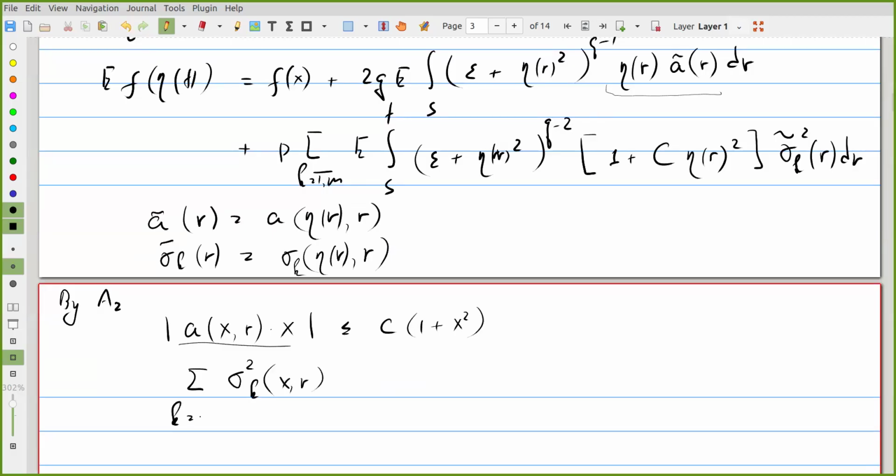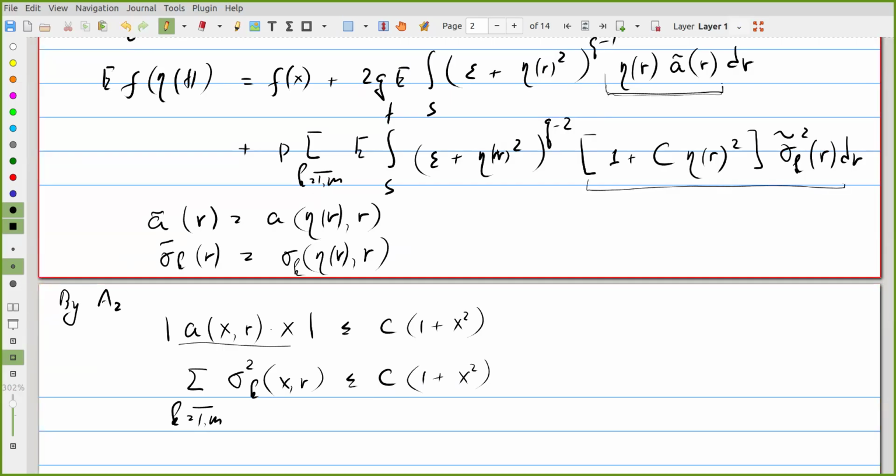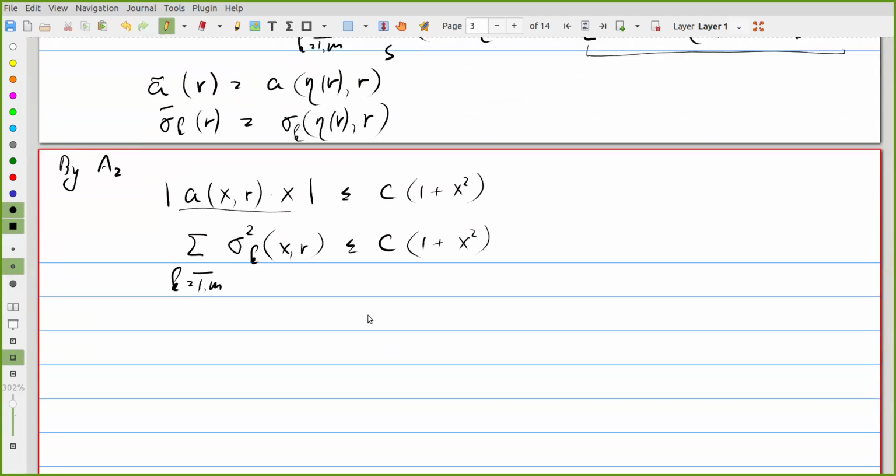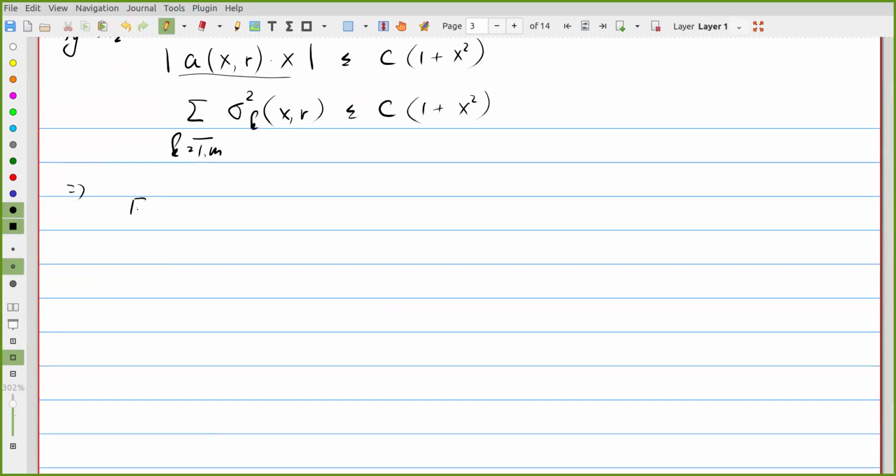And this sum is also bounded by A2. Now, if you substitute this here and replace this with these estimates, you will get that the mathematical expectation of eta of t is actually less than some constant times 1 plus the integral from s to t of the mathematical expectation of r dr. So you can easily conclude by the Gronwall-Bellman lemma.